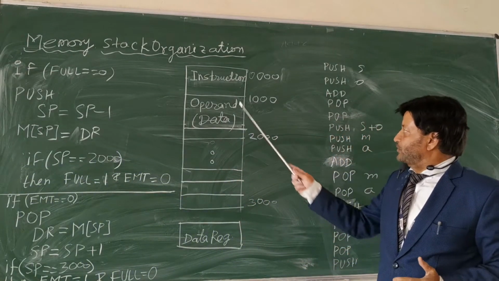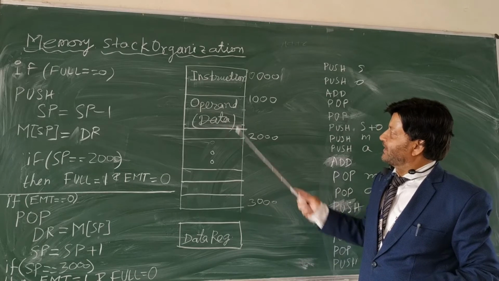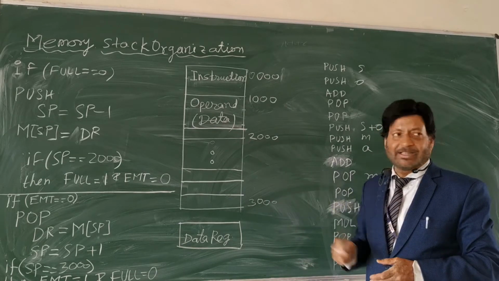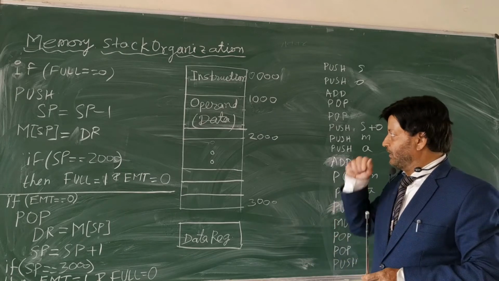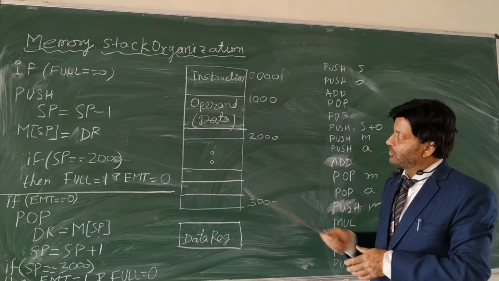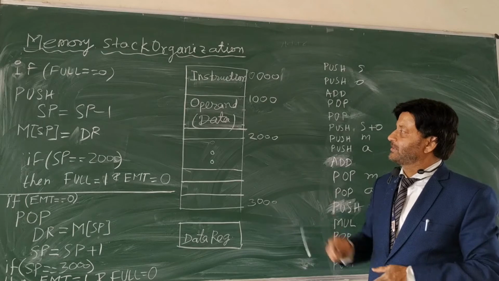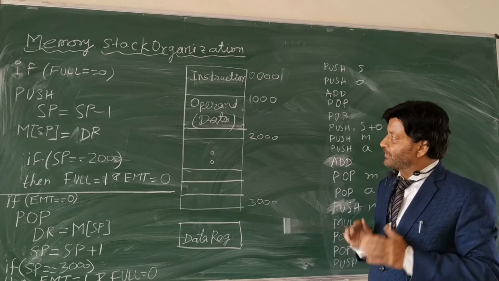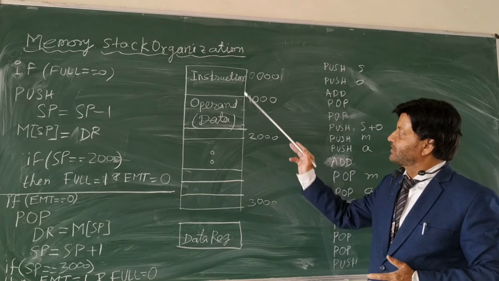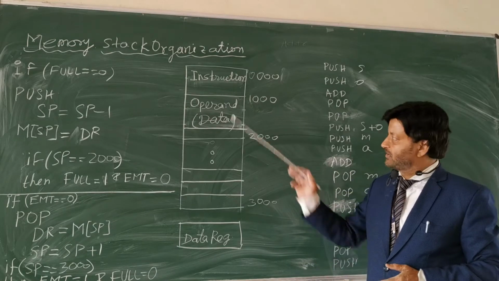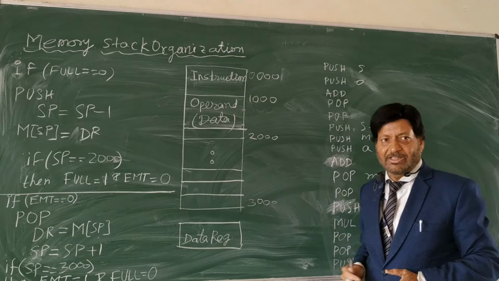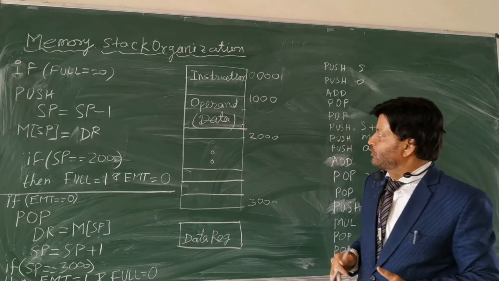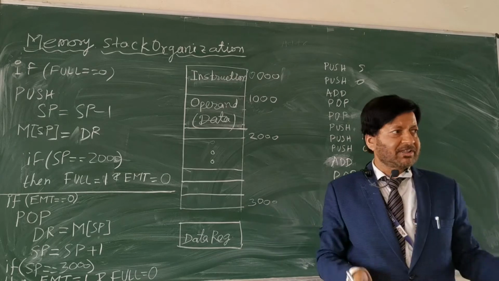Now in addition to this stack we are having instructions and data. So data is basically operand. In our terminology data is considered as operand, and these are the instructions. So we have kept 1000 words of memory for the instructions and 1000 words for the operand or data. So what can be instruction and what can be data?